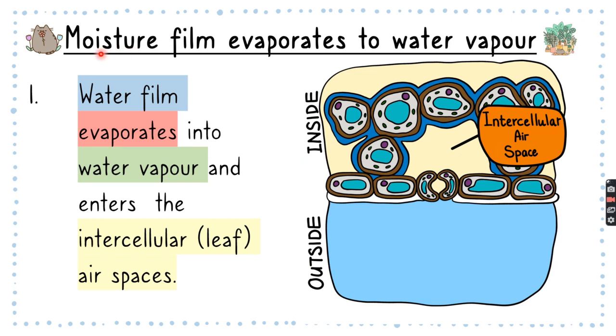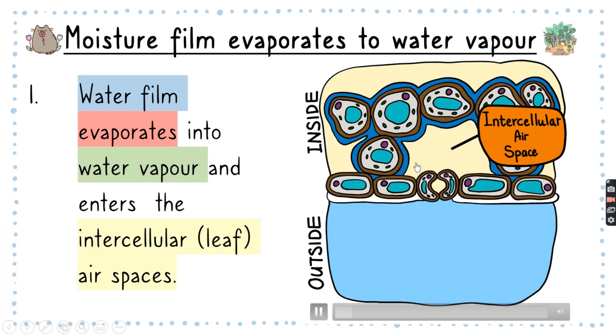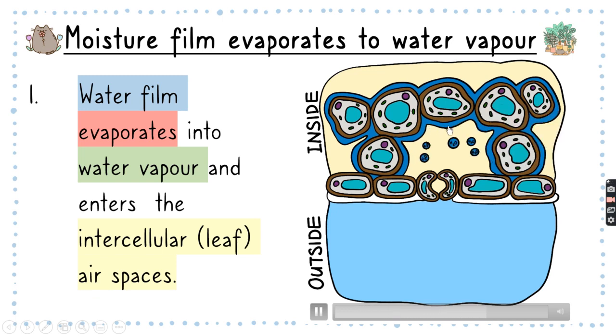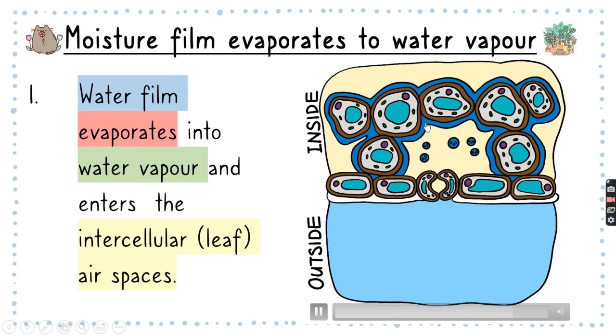Okay, now that we have straightened that up, let's get into the theory. So what happens first is that water film would evaporate to form water vapor. So what we mean over here is basically, you have your water film, or film of moisture, a layer of moisture that actually surrounds the spongy mesophyll cells. They also surround the palisade.